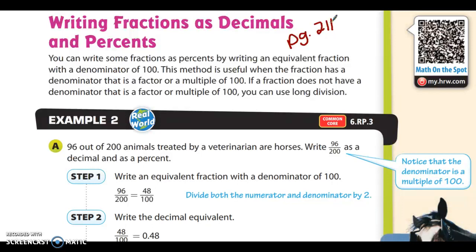Writing fractions as decimals and percents. Read along with me. You can write some fractions as percents by writing an equivalent fraction with a denominator of 100. This method is useful when the fraction has a denominator that is a factor or a multiple of 100. If a fraction does not have a denominator that is a factor or multiple of 100, you can use long division. So we're going to show you two different examples. One where the denominator is compatible with 100, and one where the denominator is not compatible with 100. And if you don't understand what I'm saying yet, you probably will at the conclusion of these two examples.